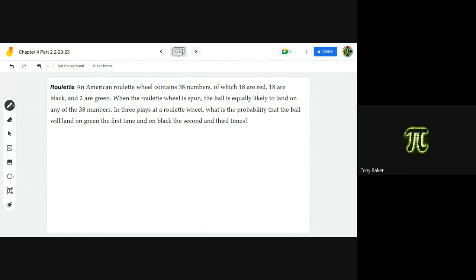All right, we'll play roulette. In roulette, all events are independent. The events do not impact each other. Okay. So, since we know they're independent, we can just multiply their events together to find out the probability of that occurring. So, in 3 plays of the roulette wheel, what's the probability that the ball will land on green the first time and black the second and third times? So, what is the probability of it landing on green?